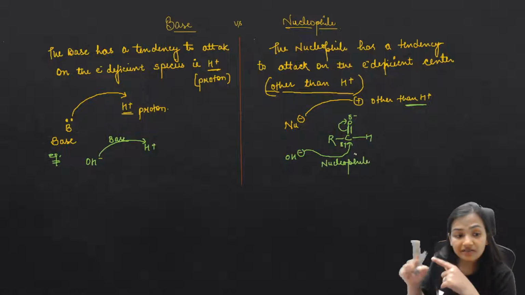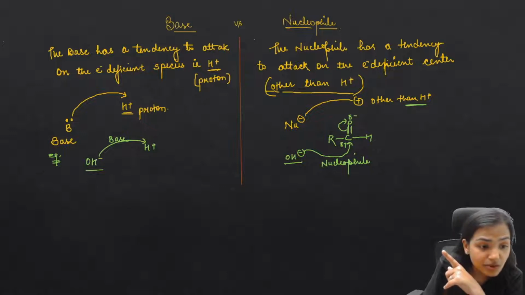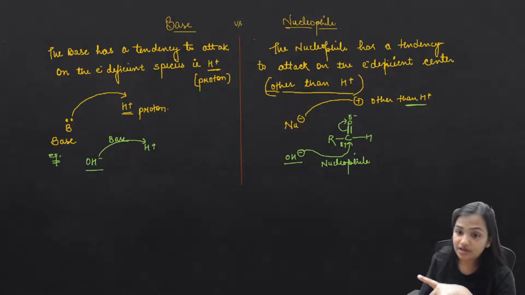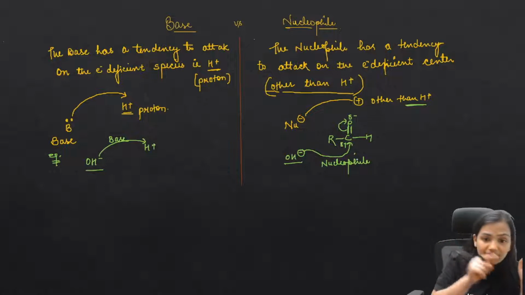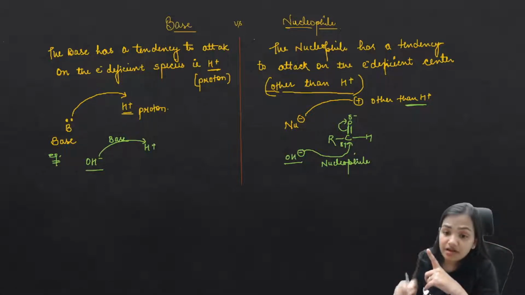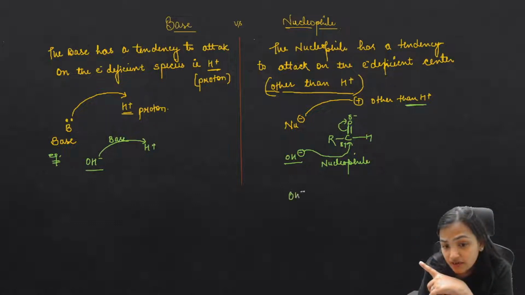So are you getting the difference? This is also OH negative, this is also OH negative. When will you call your OH negative a base, and when will you call your OH negative a nucleophile? If it is accepting a proton, it will be a base, but if it is attacking over any carbon with a positive charge, then it is a nucleophile. Here I can do the attack of OH negative over any other kind of species, like CH3, other than carbon. Yes, it could be other than carbon.